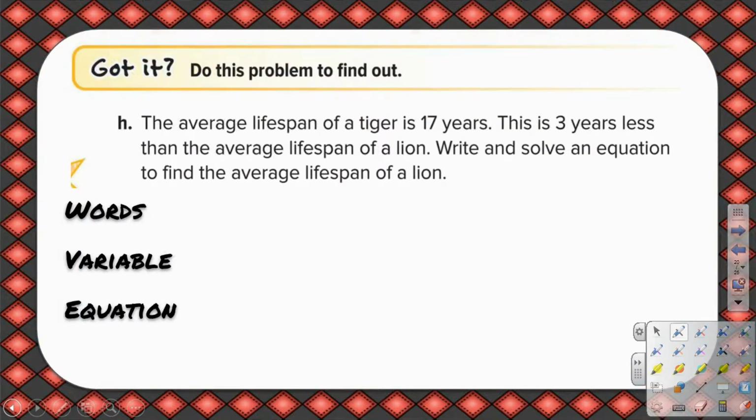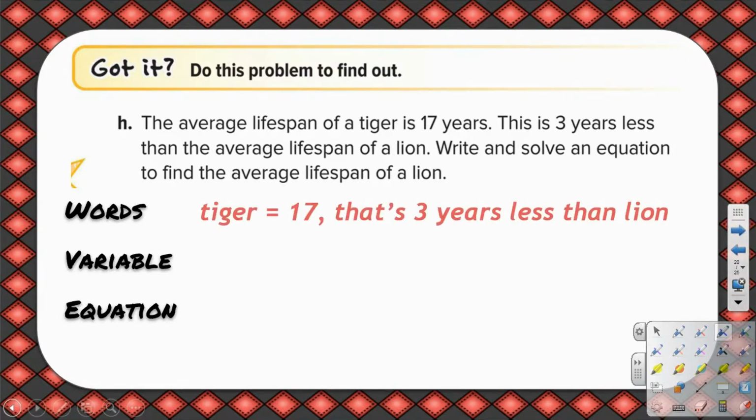Okay, your turn. The average lifespan of a tiger is 17 years. This is 3 years less than the average lifespan of a lion. Write and solve an equation to find the average lifespan of the lion. Okay, what do we know in words? We know that the tiger is 17, and that's 3 years less than a lion. What do we need to find out? We need to find out the lifespan of the lion, so we're going to use L for the lion. Let me give you just a few seconds to see if you can write that equation down.